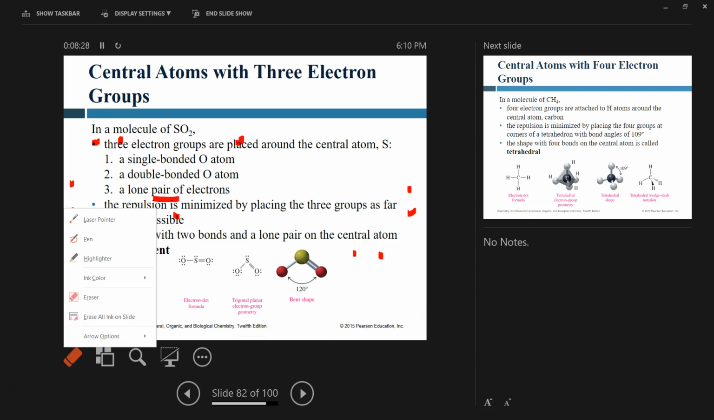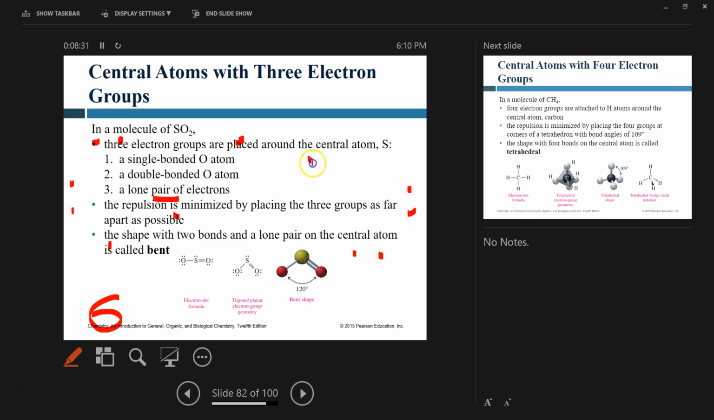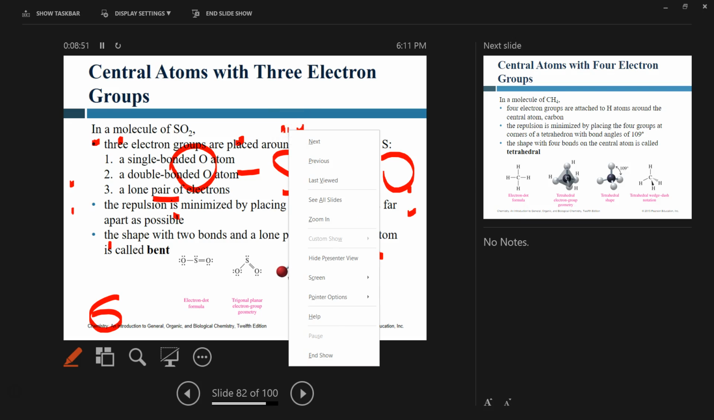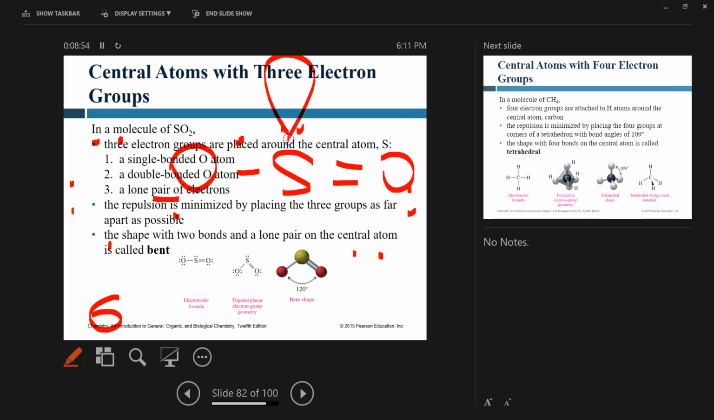So first, we figured out that this molecule is going to have this arrangement. Right? Does that make sense? Now, will it be linear? It won't be, because sulfur has a lone pair. This lone pair is essentially electrons sticking out. Does that make sense? So these electrons, this lone pair, repels each of these bonds. Does that make sense?